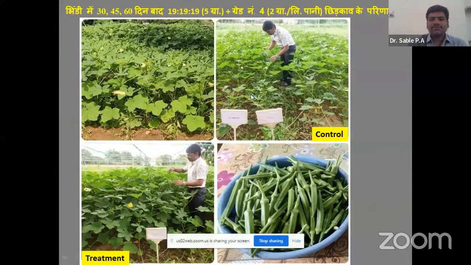Here we can see one demonstration from the previous year, without application and with application, that is, without application of the NPK, like 19:19:19, 5 gram per liter of water spray, and micronutrient grade 4 as per our live discussion. This is the control, that means without spray, and this is with treatment.